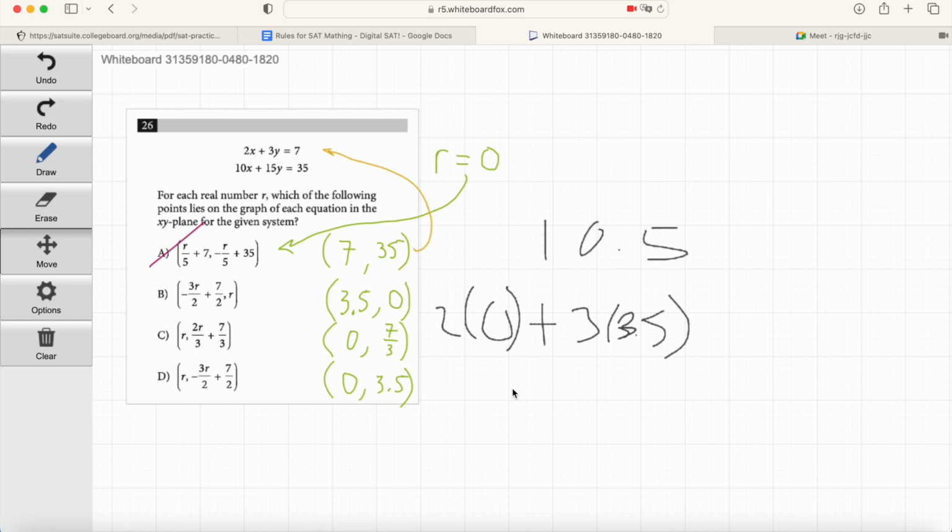That's not 7, is it? No. Nope. All right. So we know it's not D. If this is as far as you get, you got a 50-50 chance on a very tough question. That's a good start. I'll take it.